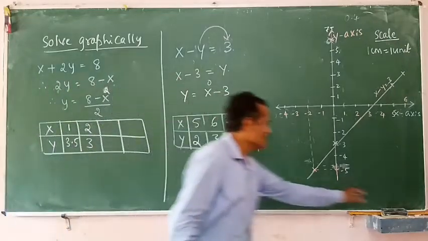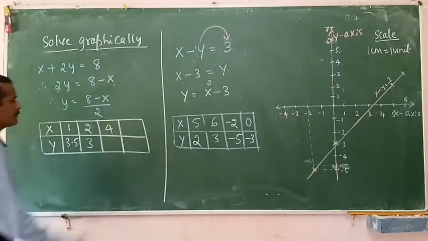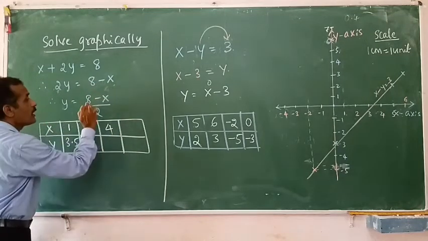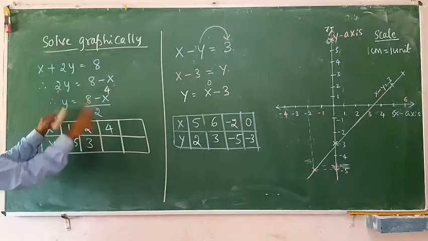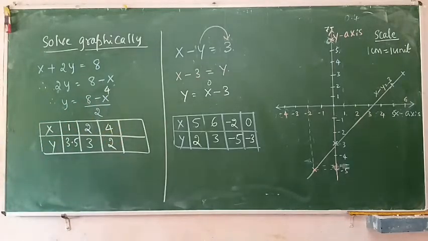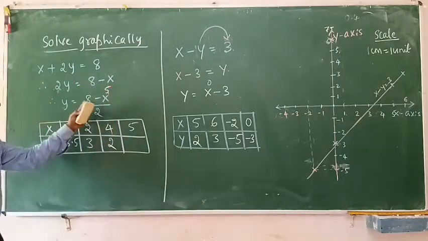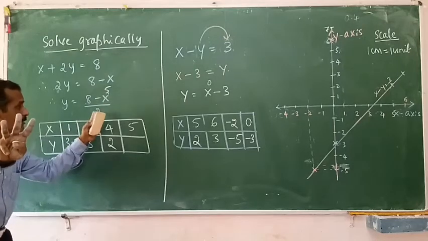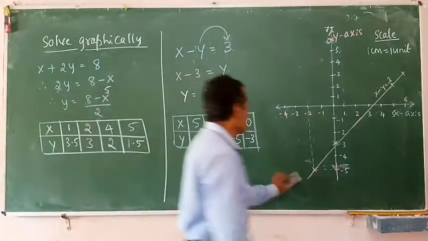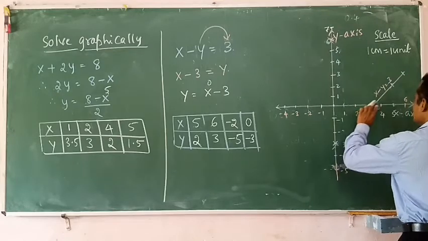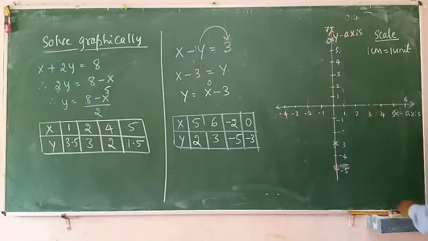I can use some different values. I can put x is equal to 4. 8 minus 4 is 4. 4 by 2 is 2, which is the value of y. Y is equal to 2. I can put x is equal to 5 also. 8 minus 5 is 3. 3 by 2 is 1.5. That is the value of y. Y is equal to 1.5. Let me represent these values on a graph paper. Okay. Come on.